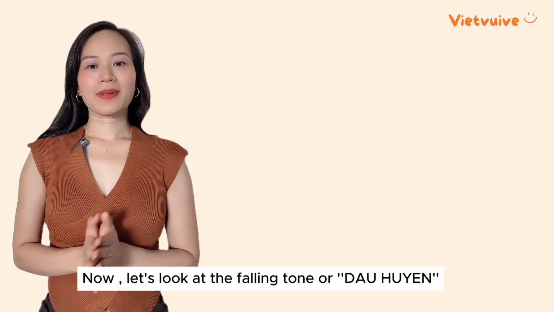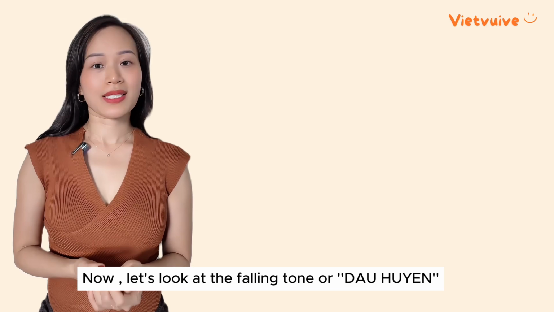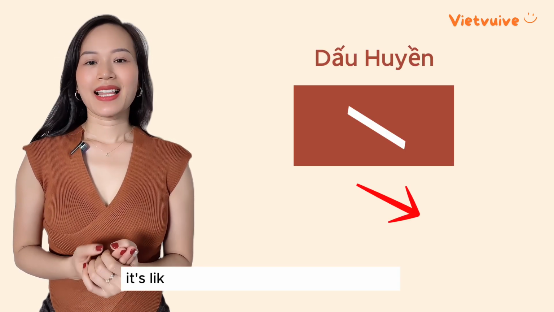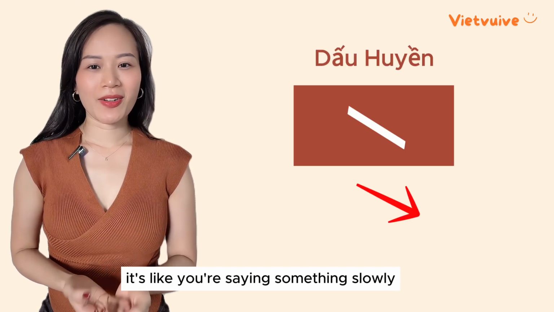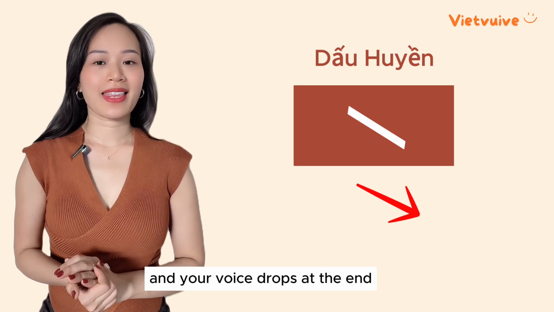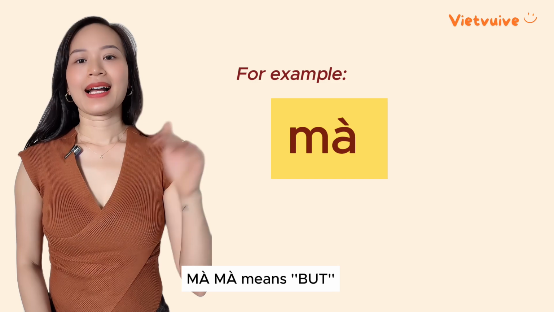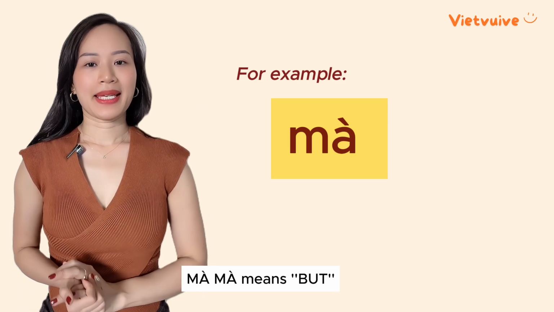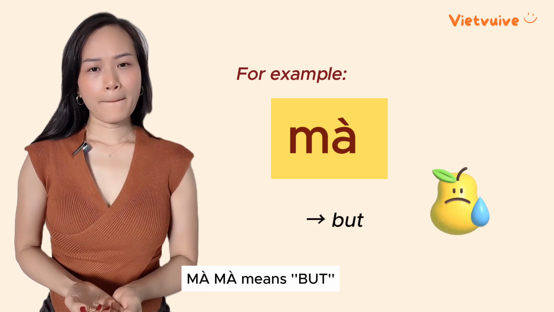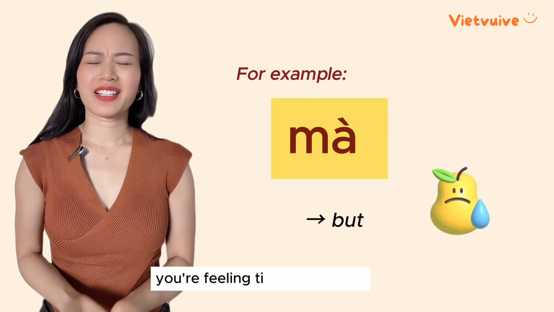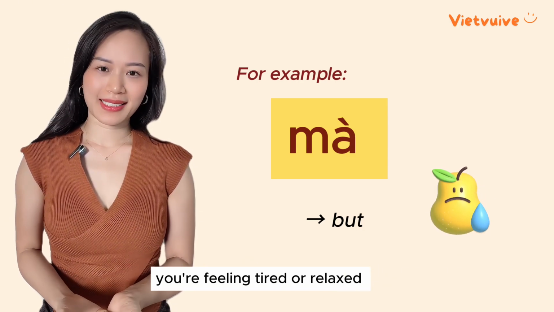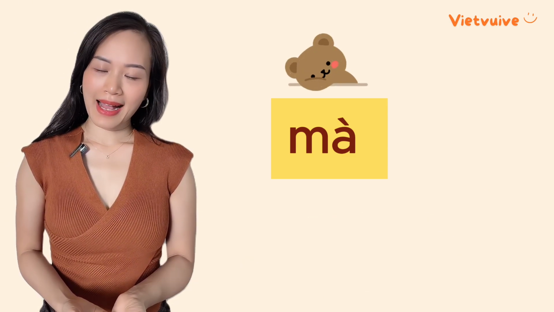Now let's look at the falling tone, or dấu huyền. It's like you are saying something slowly and your voice drops at the end. For example, mà means but. Your pitch falls, like you are feeling tired or relaxed. Mà.